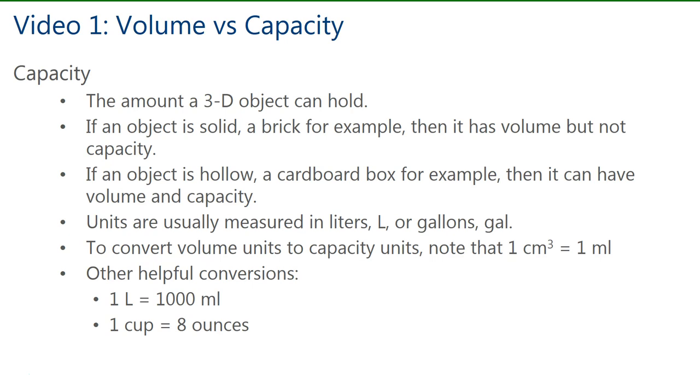Now the units are usually measured in liters, which is part of the SI units, the metric system, or gallons, which is part of the imperial system. Now if you need to convert volume units to capacity units, then note that 1 cubic centimeter is equivalent to 1 milliliter. Some other helpful conversions that you may need throughout this unit: 1 liter is equal to 1,000 milliliters, and 1 cup is 8 ounces.